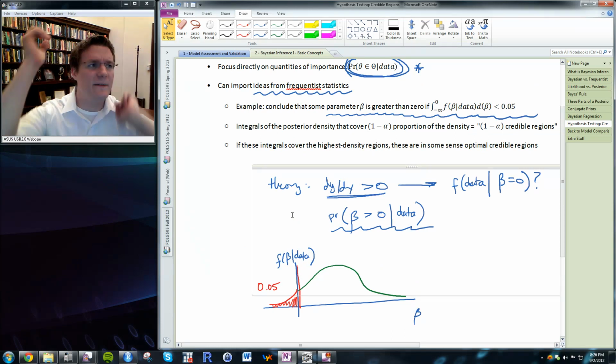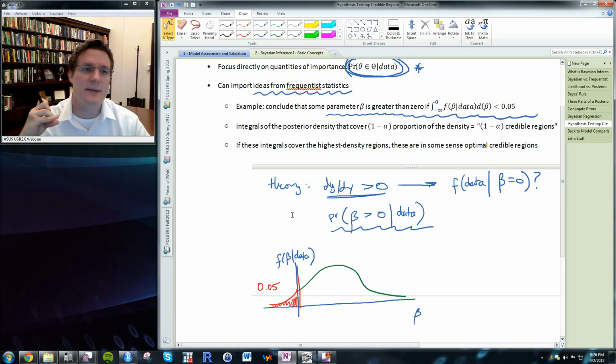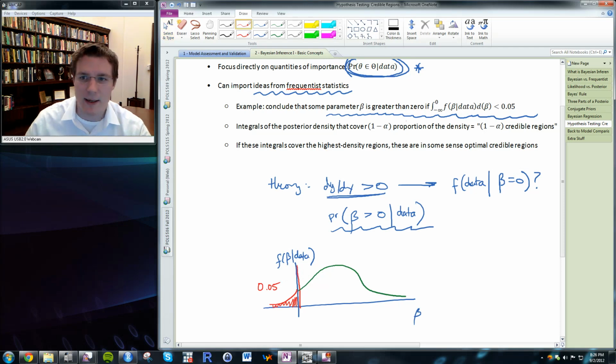If my beliefs are more than 5% inconsistent with this conclusion, I'm not going to buy it. So I could do something like that. And that does borrow some moves that are evocative of frequentist statistics. In general, this idea revolves around constructing what are called credible regions of the posterior density.